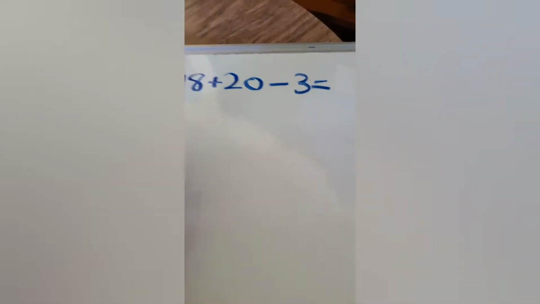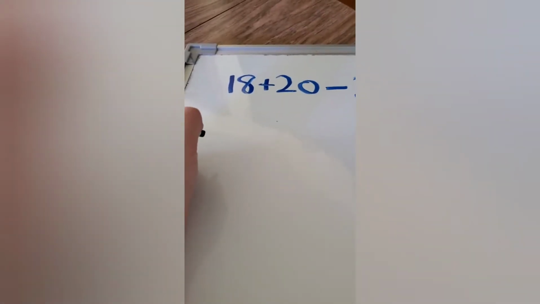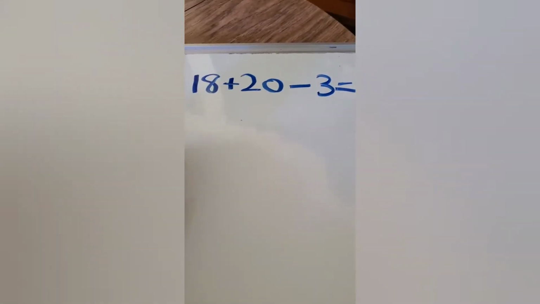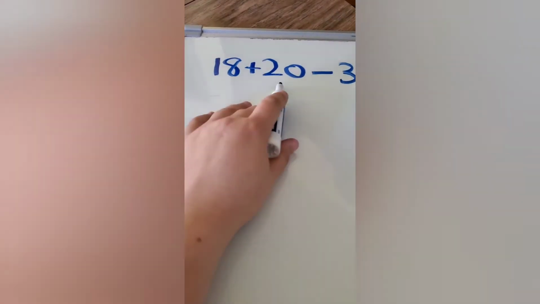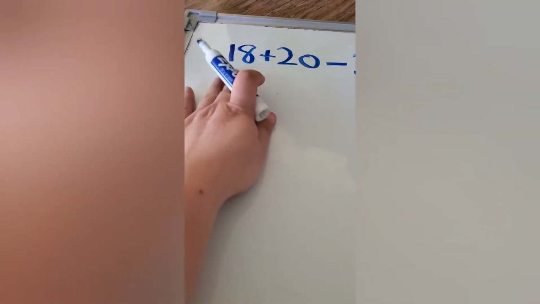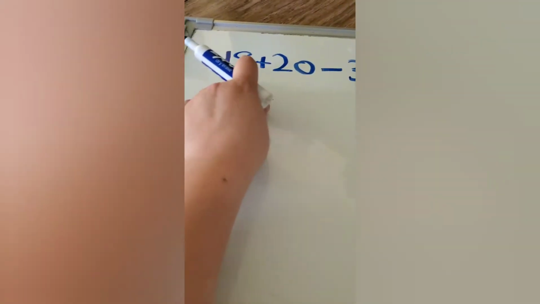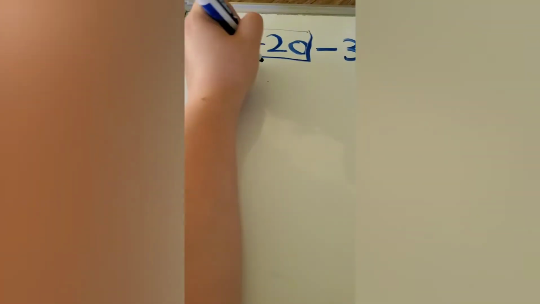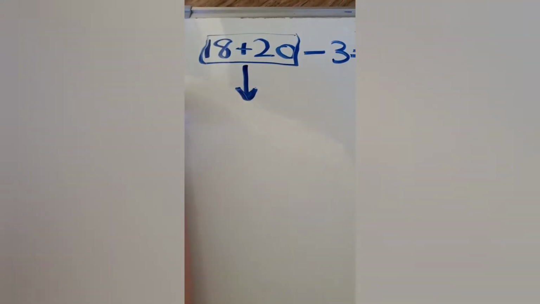I'm going to get it ready for you right now. Okay, so here is my equation. 18 plus 20, subtract 3. So what is the first thing that we should do? Remember, with 3 numbers like this with an addition and subtraction sign, you always start with the number that's to the left first, okay? So you're going to take 18 plus 20. I am going to square that up because we're going to write that answer right down here.